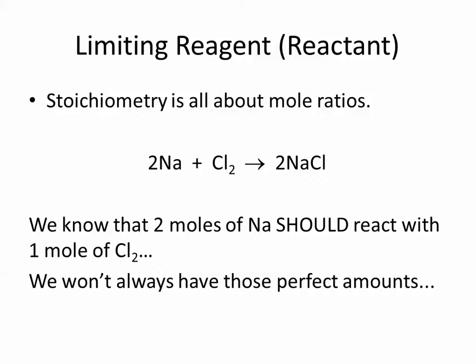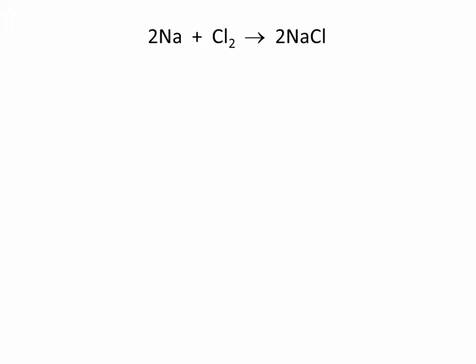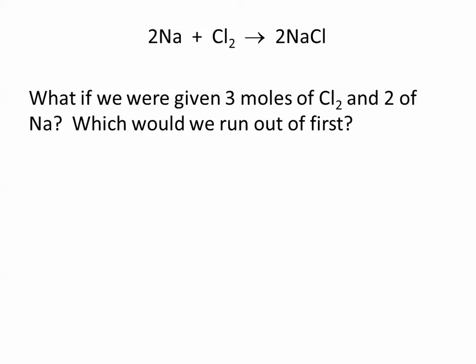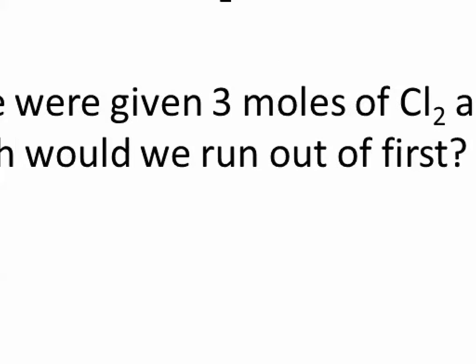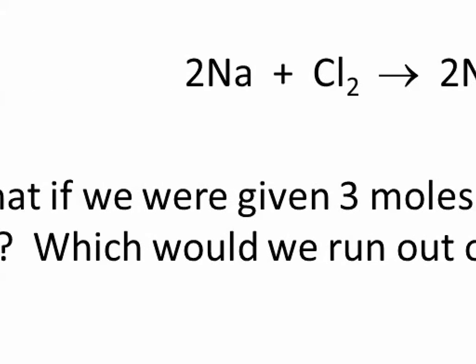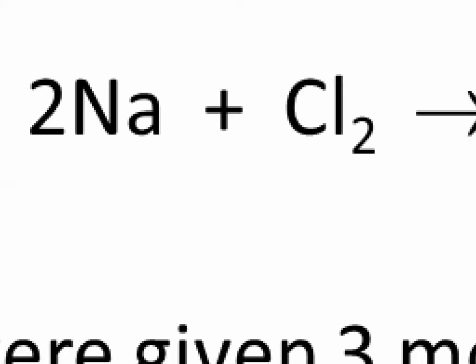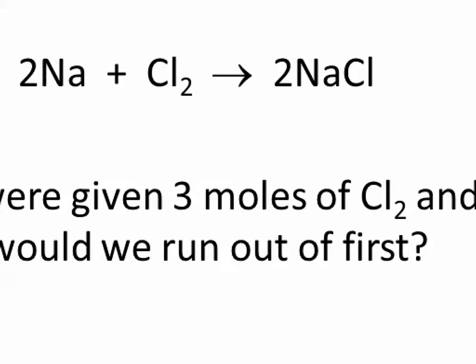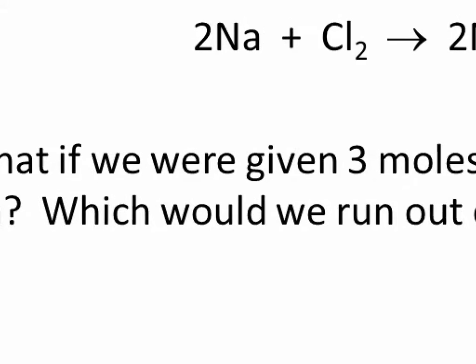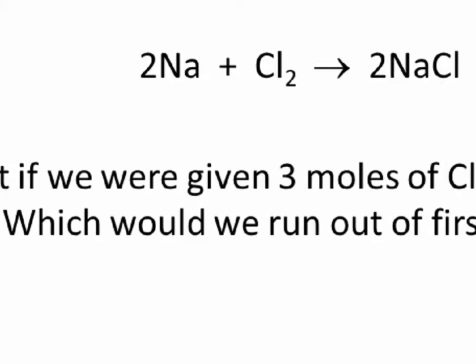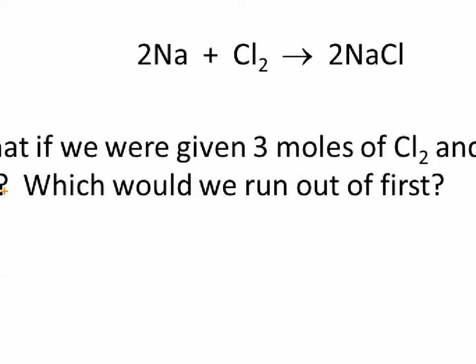So imagine, for instance, that we take that same equation and instead I gave you 3 moles of chlorine and 2 of sodium, and then I asked you, which would we run out of first? So you look and you're like, okay, 3 moles of chlorine. You're only using 1 mole of chlorine for every 2 moles of sodium, so 3 moles of chlorine is actually a lot, and 2 moles of sodium isn't a lot. So we would definitely run out of sodium first there, because you need 2 moles of it for every 1 mole of chlorine.